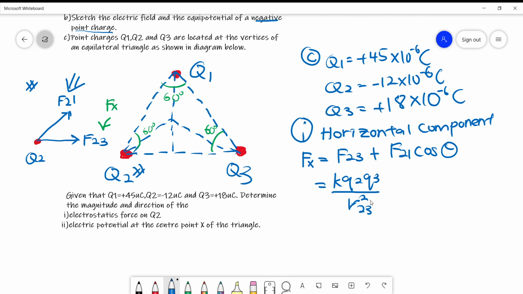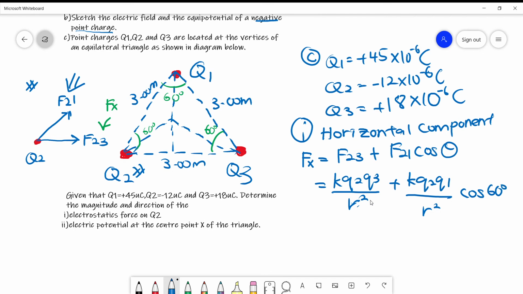Oh, the distance is given. So this is 3 meter and this is 3 meter and this is 3 meter. So the side is actually the same since it is an equilateral triangle. So plus the KQ2 Q1 divided by R squared. This is cos 60 degree.